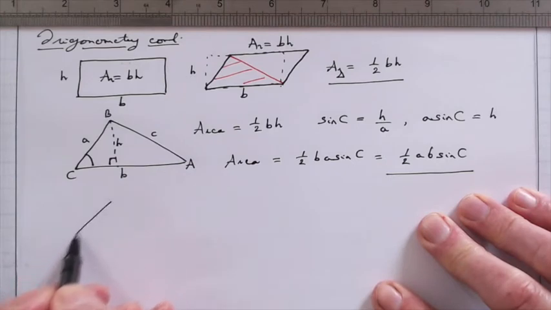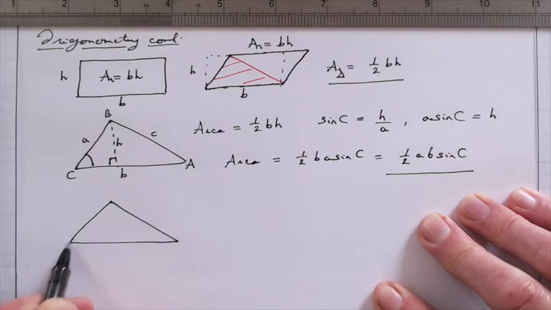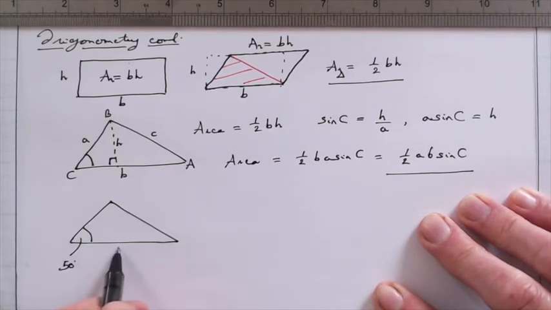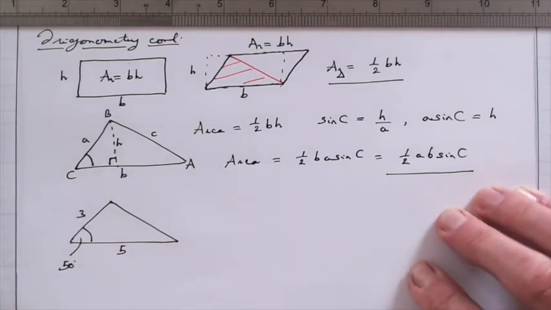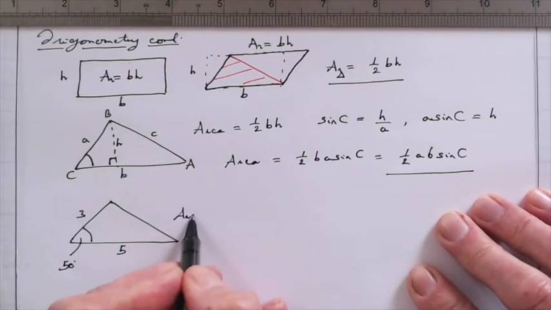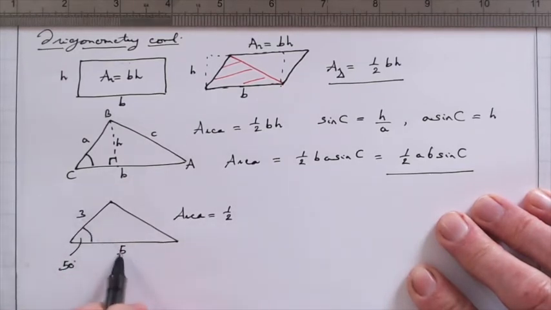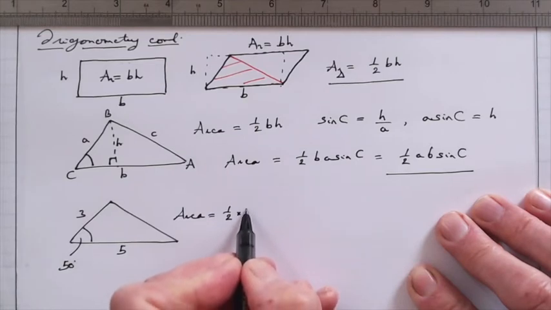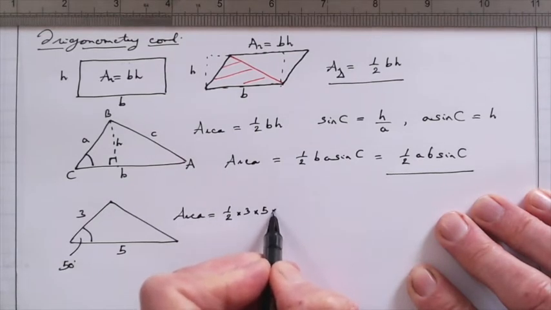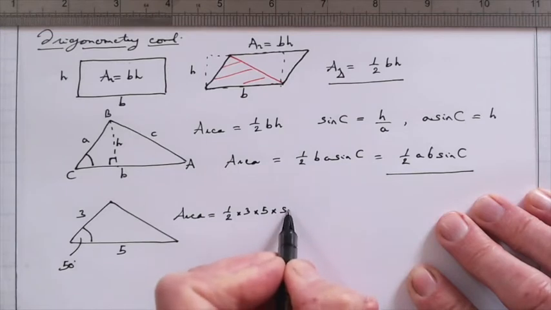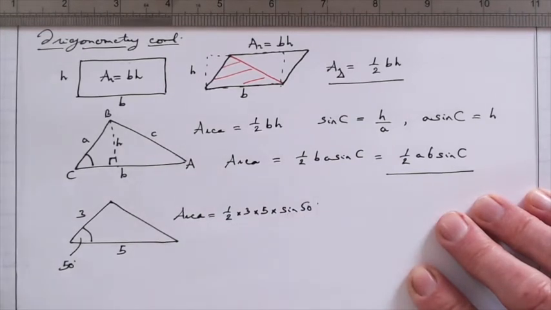Let's just make these up here. So here's some triangle. Let's say that I know this angle here is 50 degrees, and let's say that this length here is 5 and this length here is 3. What's the area of the triangle? It would be 1/2 times the product of these two lengths, so it'd be 1/2 times 3 times 5, and then times the sine of that angle, sine of 50 degrees.